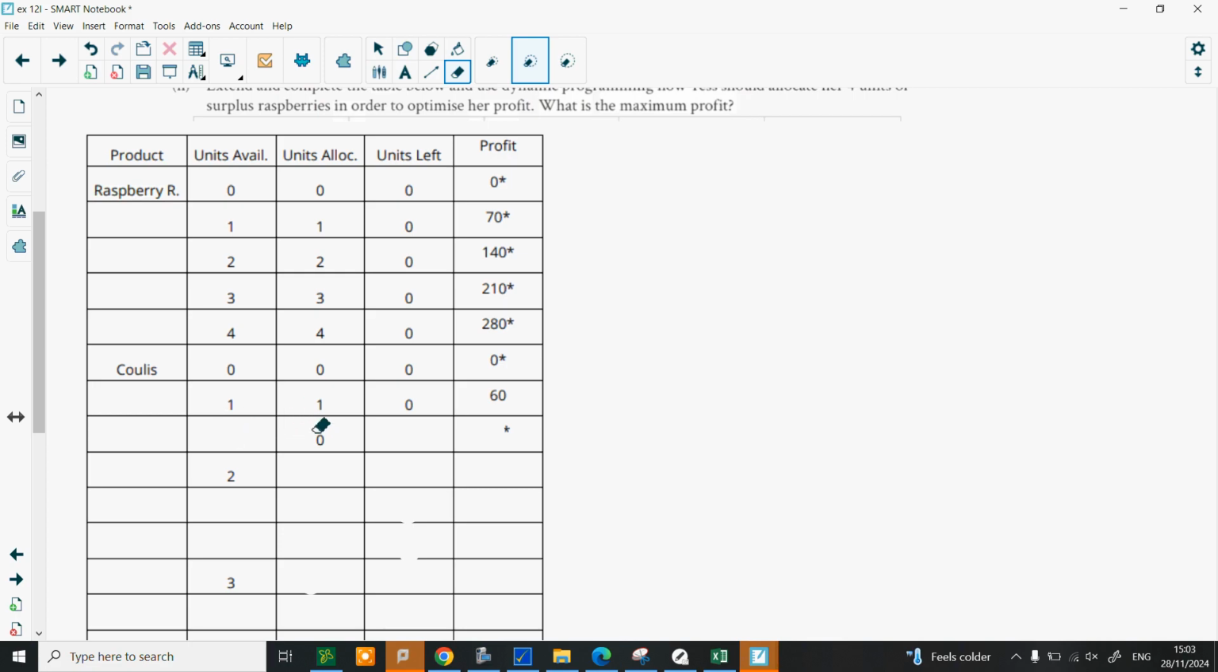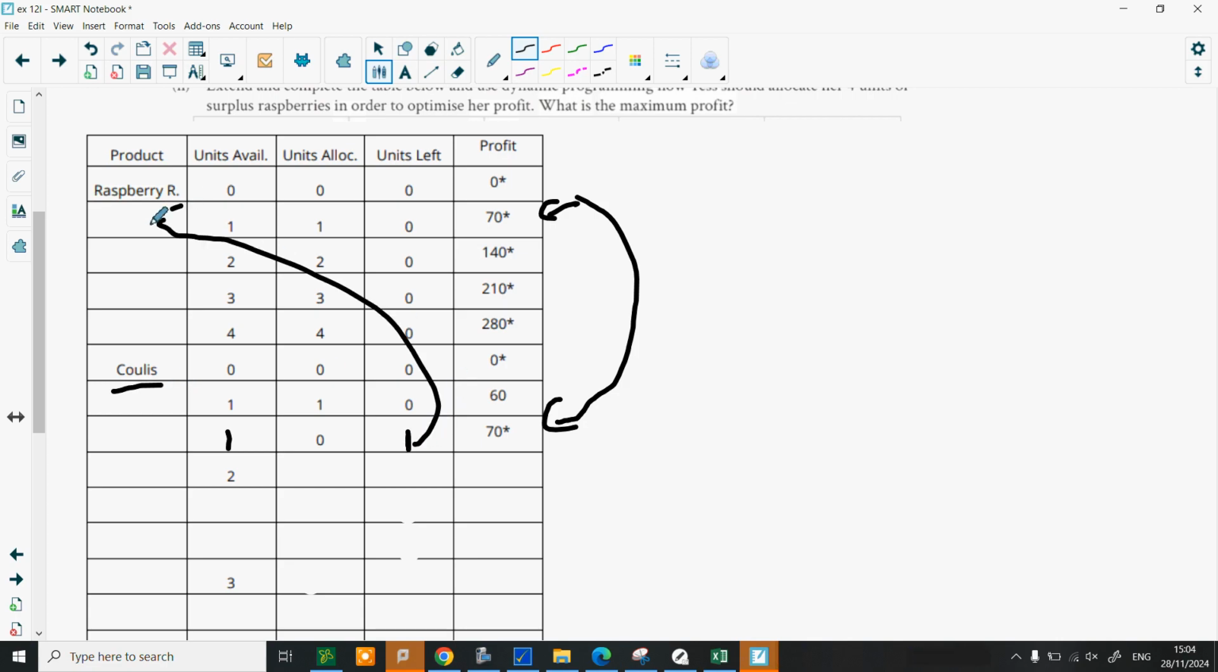We had 1 unit, but that 1 unit was not Cullis. What must it have been then? It must have been the raspberry ripple that you made in the previous section, which cost you how much? 70. Now, if you aren't sure about this line, you had 1 unit available, but you didn't allocate any of those units to making your Cullis, which means that unit must have been from the raspberry ripple section. Understand? Okay.